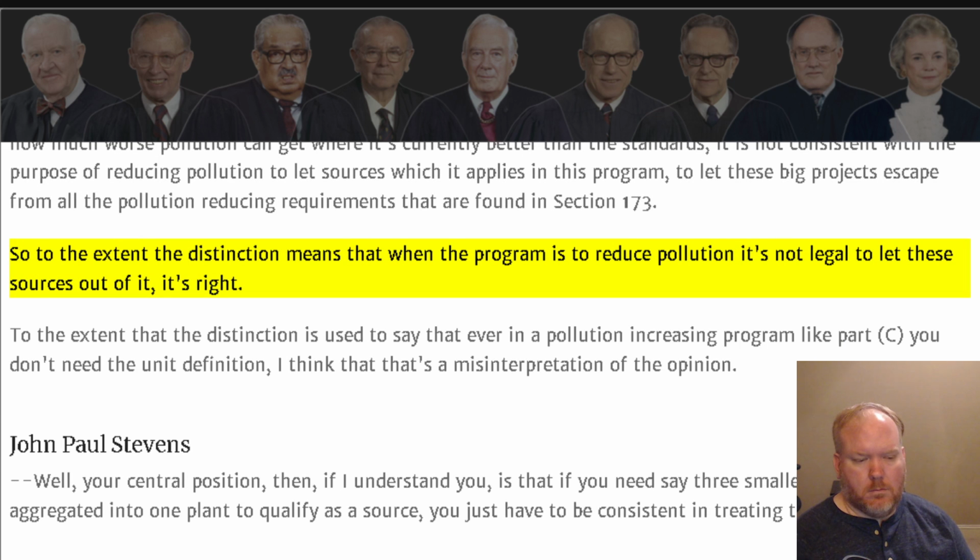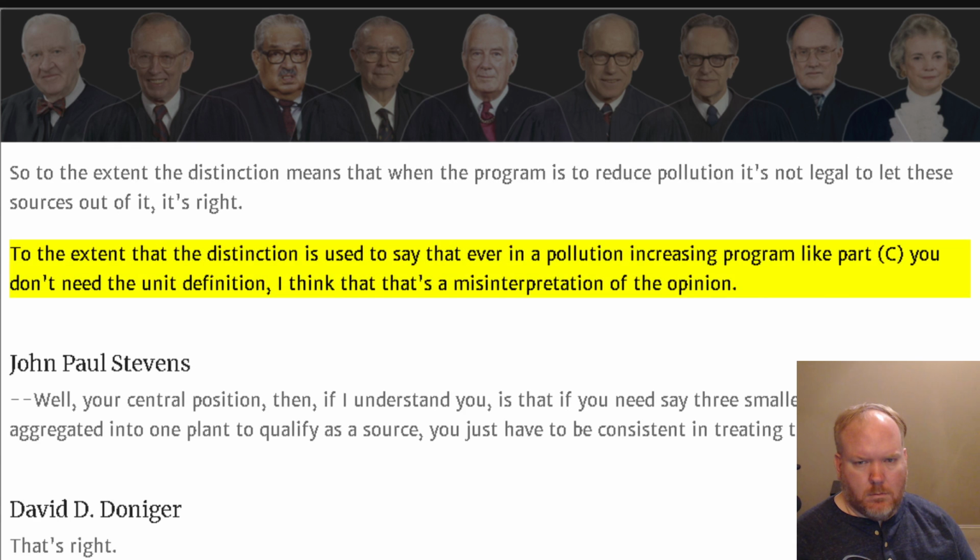So the distinction, to the extent the distinction means that when the program is to reduce pollution, it's not legal to let these sources out of it, it's right. To the extent that the distinction is used to say that even in a pollution-increasing program like Part C, you don't need the unit definition, I think that that's a misinterpretation of the opinion.